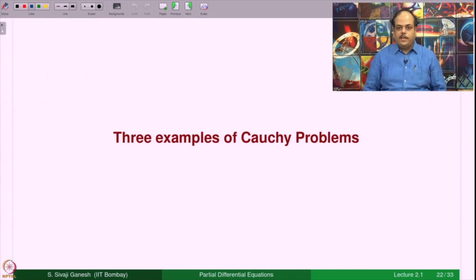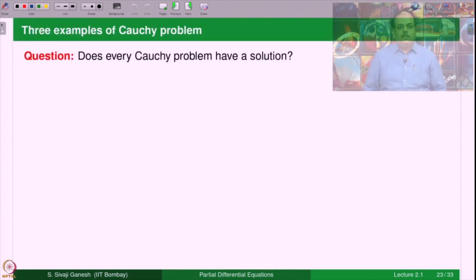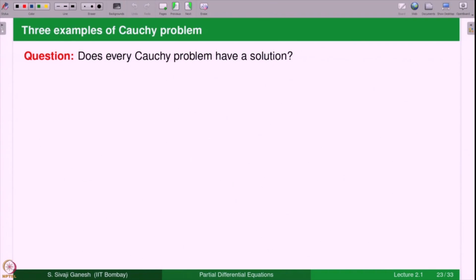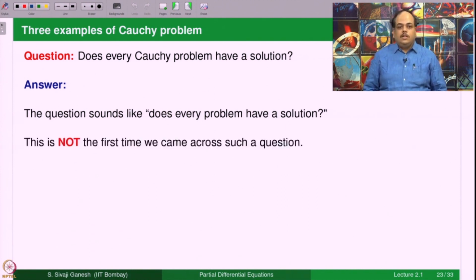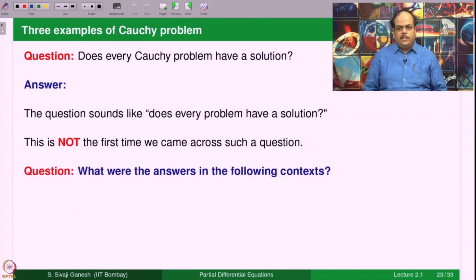Now let us look at 3 guiding examples for Cauchy problems, because you can understand the entire theory by using these examples. Before that, let us ask the following question: does every Cauchy problem have a solution? Good question. This sounds like a very familiar question that we asked earlier. Does every problem have a solution? This is not the first time we came across such a question. It was asked many times, and many times we even had a complete answer. For example, for a system of linear equations Ax equal to b, where A is a square matrix, we understand completely under what conditions you have existence, uniqueness and non-existence.